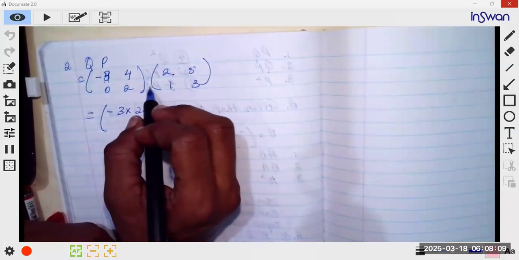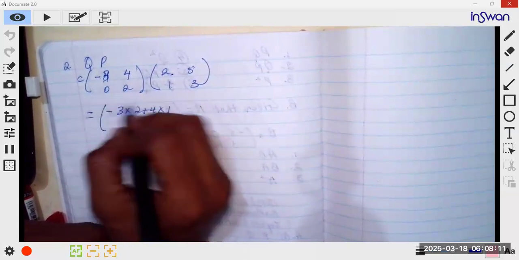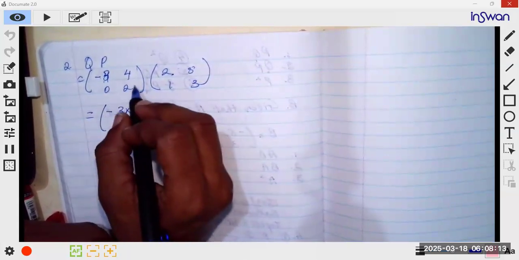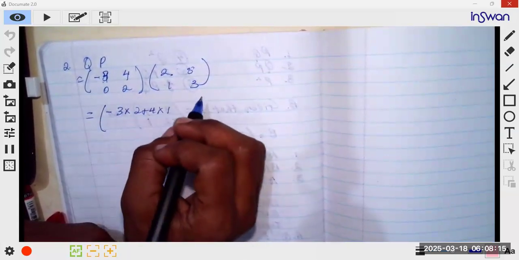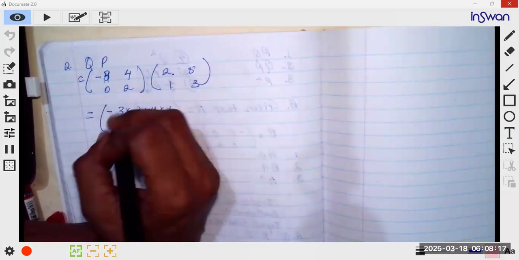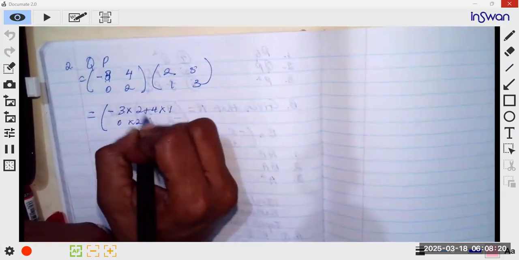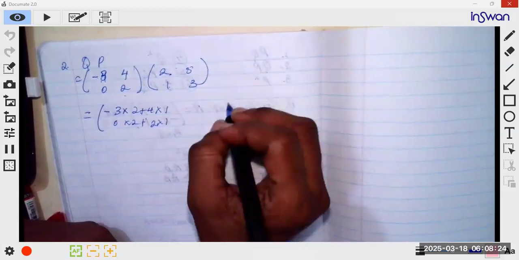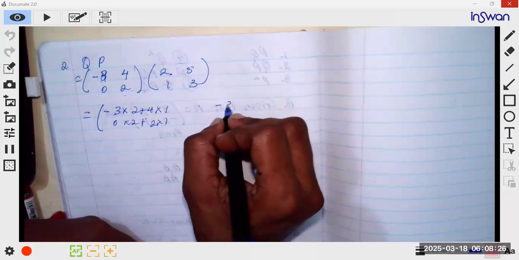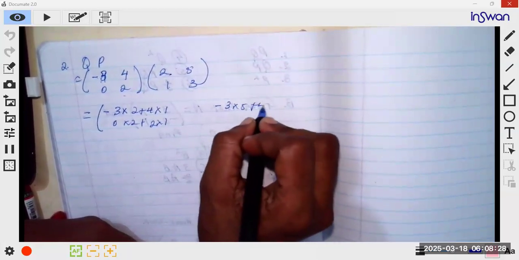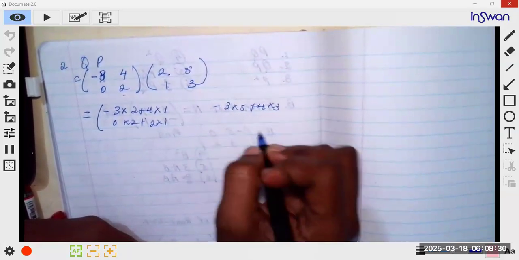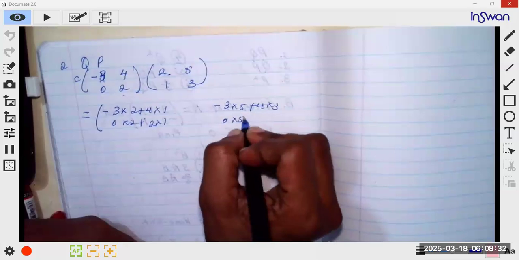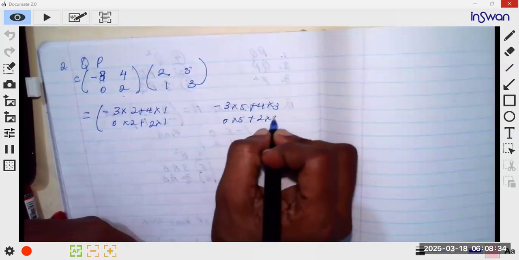Then you will go to the second row, first column: 0 times 2 plus 2 times 1. Then we'll go first row, second column: minus 3 by 5 plus 4 by 3. Then it will be 0 by 5 plus 2 by 3.